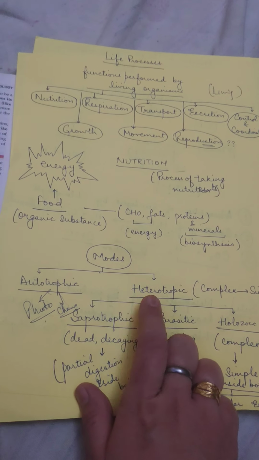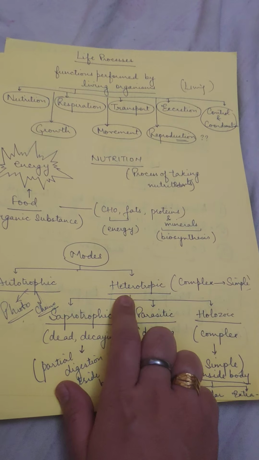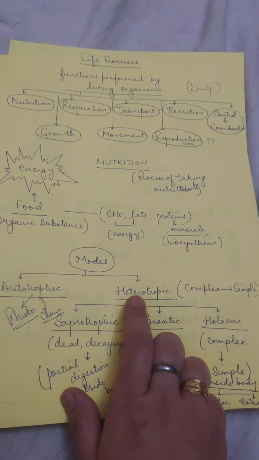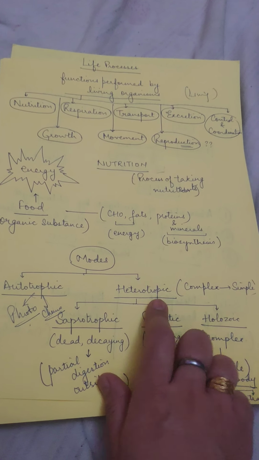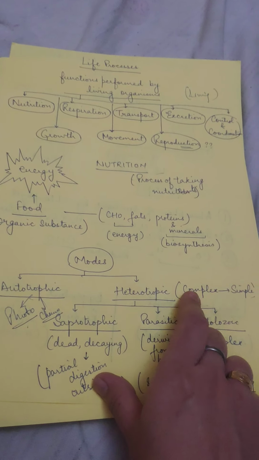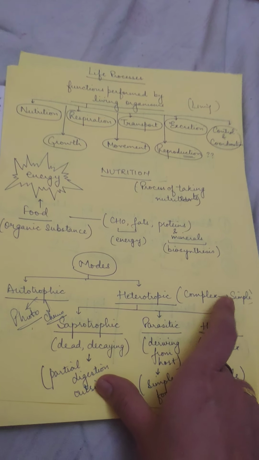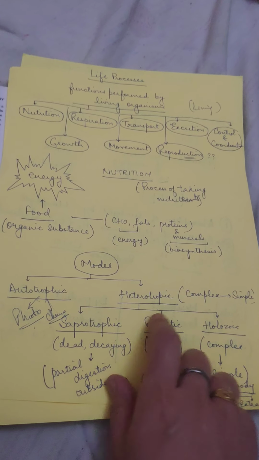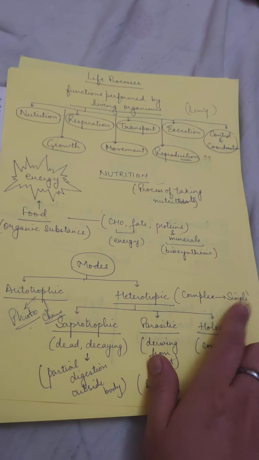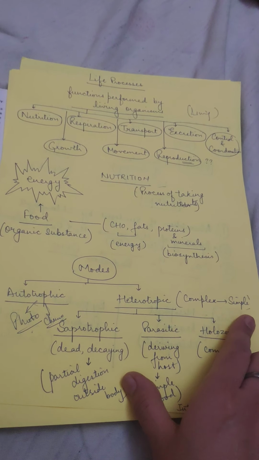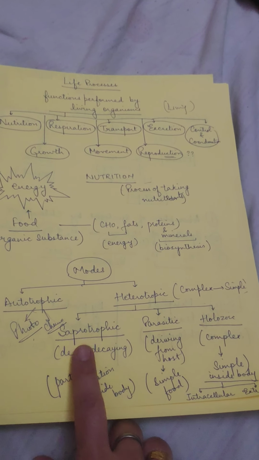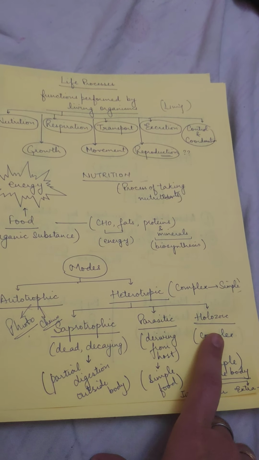The other mode is heterotrophic, where organisms depend upon other organisms for the procurement of their food. In heterotrophic nutrition they take complex food and then have to break it into simple forms so that their body can easily absorb it. Now, according to how they reach this simple form, heterotrophic nutrition is further divided into three categories: saprotrophic, parasitic and holozoic nutrition.